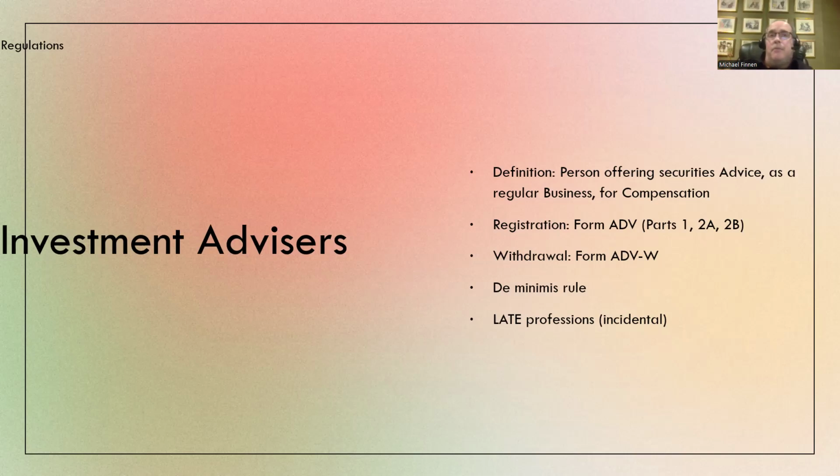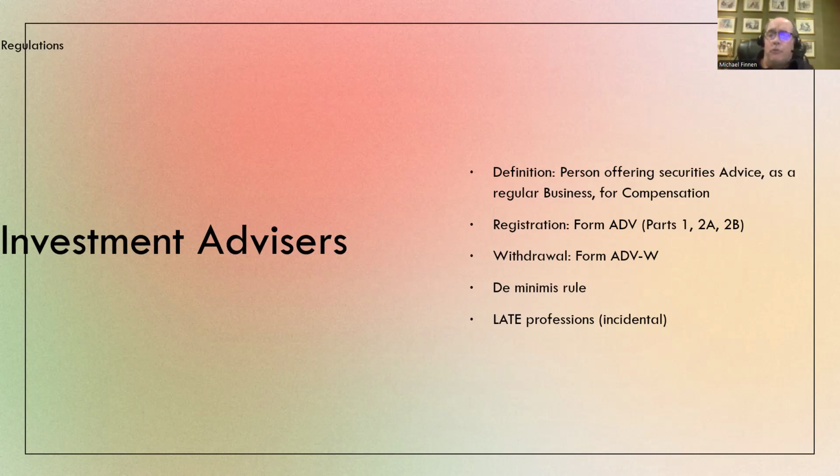Form ADVW is the withdrawal form. So if an advisor wants to leave either the SEC, FINRA, or a state, they file an ADVW, and those take effect in 30 days. So when they file the ADVW, that means they're leaving. You really don't have to know too much more than the idea that the ADVW is the way they file to leave an administrator or a jurisdiction, and it's good within 30 days.